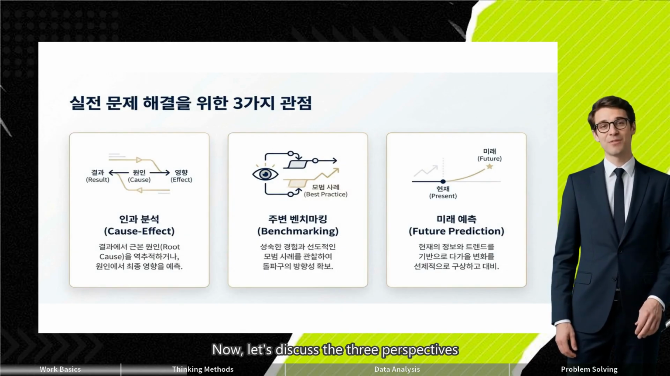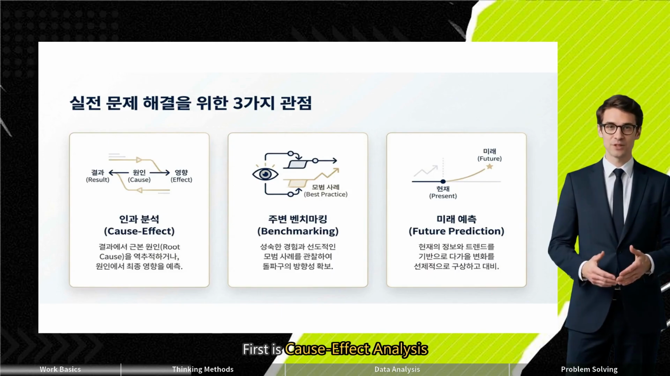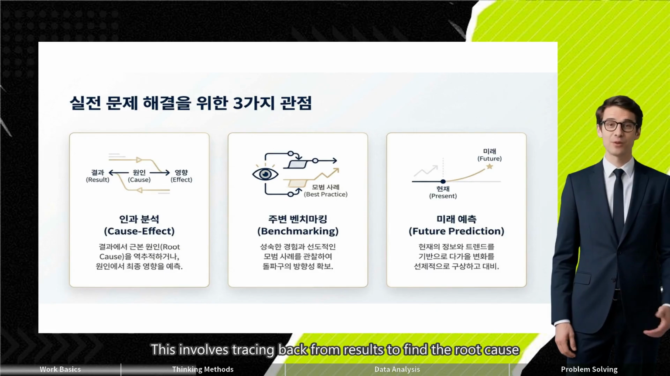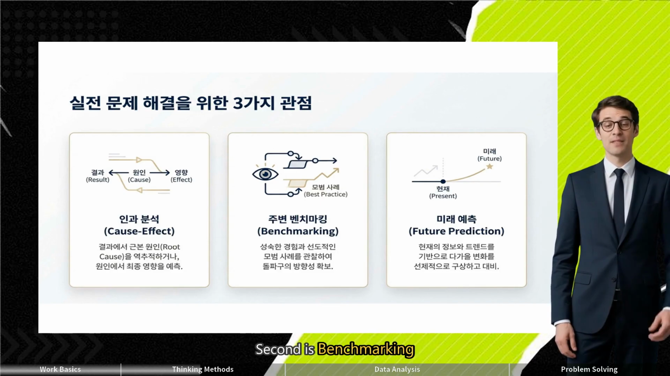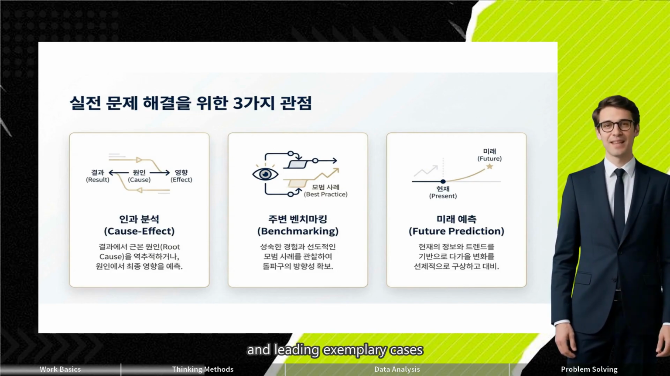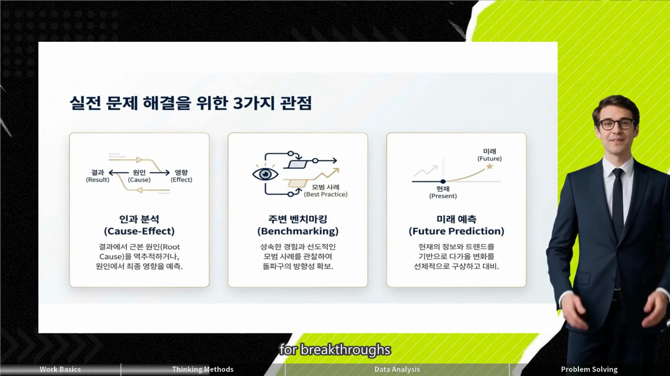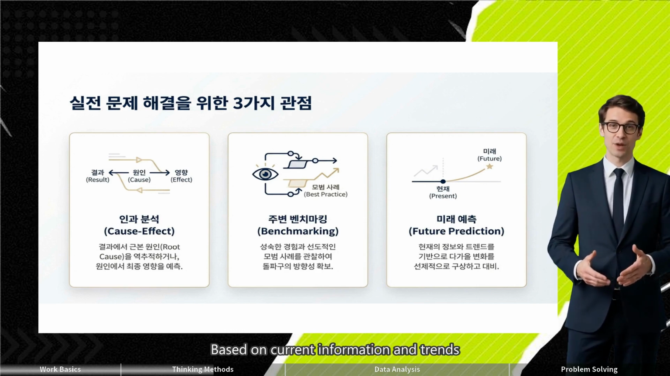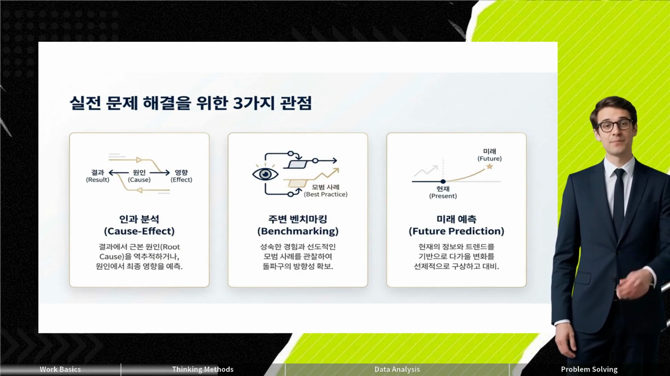Now, let's discuss the three perspectives for practical problem solving. First is cause-effect analysis. This involves tracing back from results to find the root cause or predicting the final impact from a given cause. Second is benchmarking. By observing mature experiences and leading exemplary cases, we can find the direction for breakthroughs. Third is future prediction. Based on current information and trends, we proactively envision upcoming changes and prepare for them.